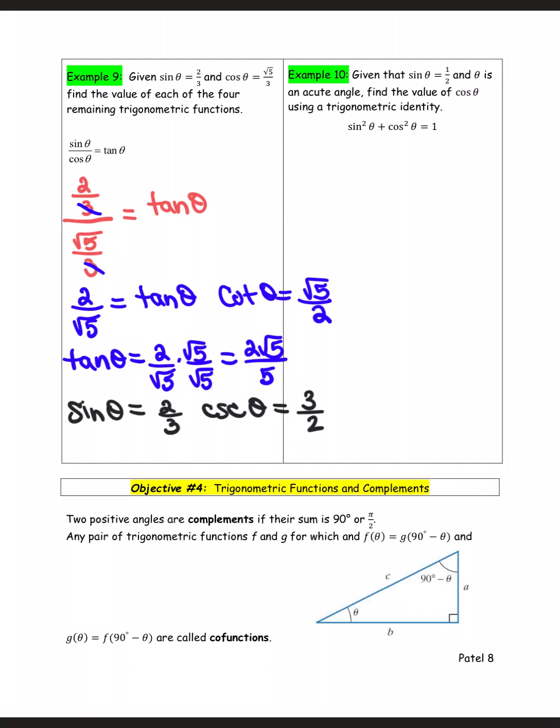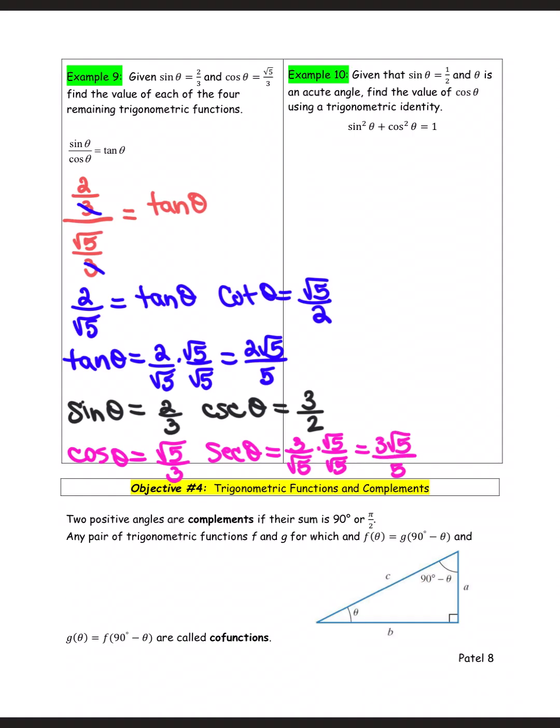And since we know cosine of theta is square root of 5/3, we know secant of theta, the reciprocal of square root of 5/3, is 3 over square root of 5. Once again, rationalizing that by multiplying by square root of 5. So we have 3 square root of 5/5.